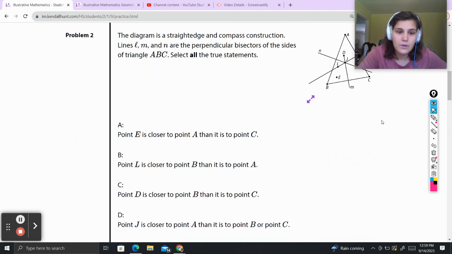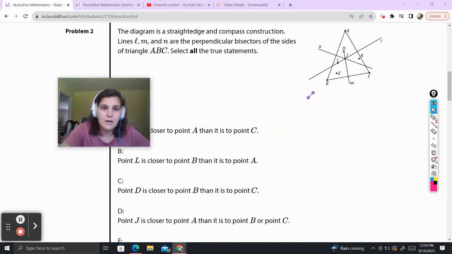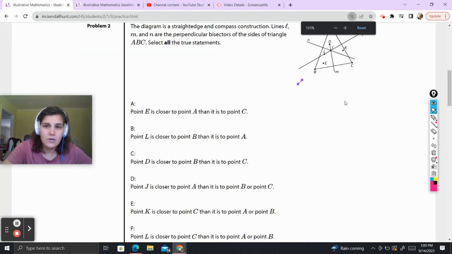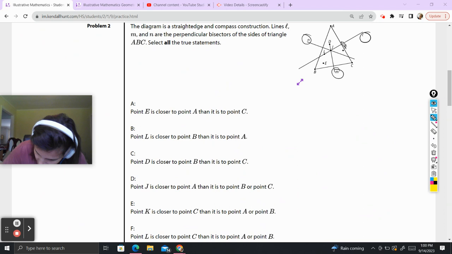Problem 2. Let's move myself over. The diagram is a straight edge and compass construction. Lines L, M, and N are all the perpendicular bisectors of the sides of triangle ABC. Select all the true statements. So we have line L, which is this one, line N, which is this one, and line M, which is that one. And they're all perpendicular bisectors. So it bisects here. We're bisecting the sides of triangle ABC. So that's bisected, bisected, and bisected.